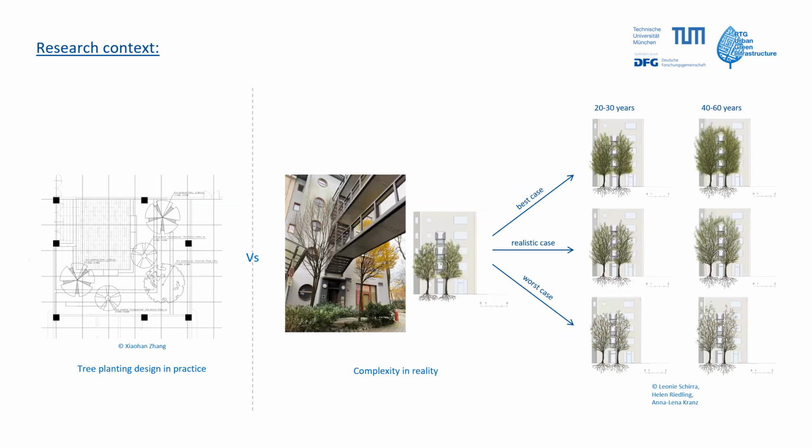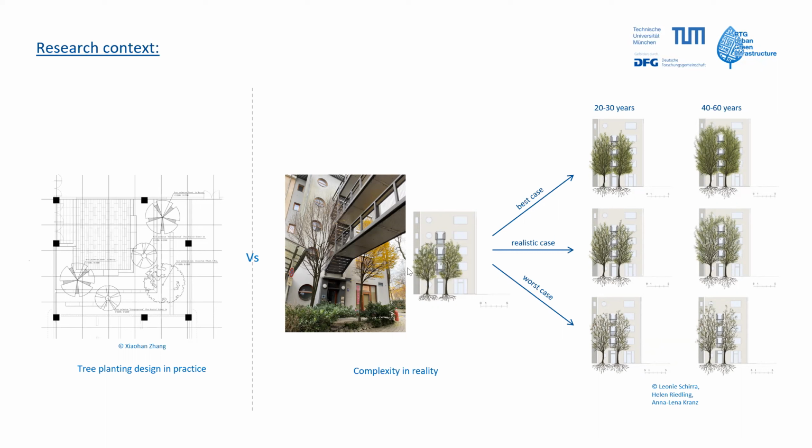The research gap or research question that drove this project was the gap between tree planting design in practice and the complexity of the reality of tree growth and manipulation. The common planting design shown on the left mainly considers a tree as a single circle in the master plan. However, there are significant benefits for humans and the living area when the tree and building are well coordinated.